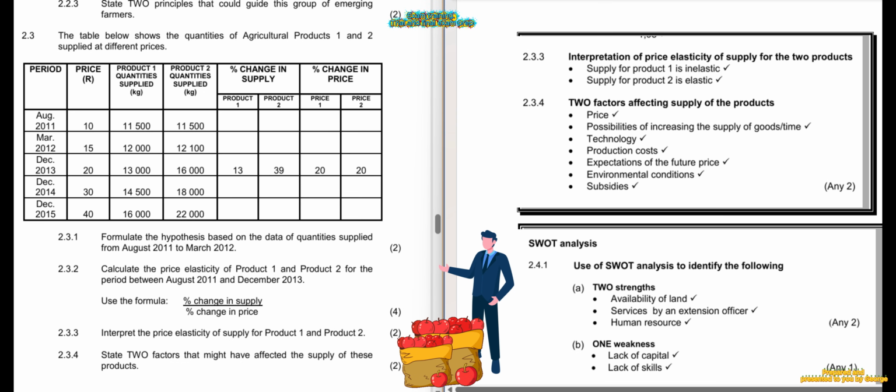2.3.3. Interpret the price elasticity of supply for product 1 and product 2. Supply for product 1 is inelastic, and supply for product 2 is elastic. 2.3.4. State 2 factors that might have affected the supply of these products: technology and expectations of future prices.